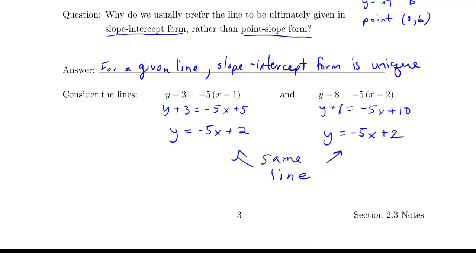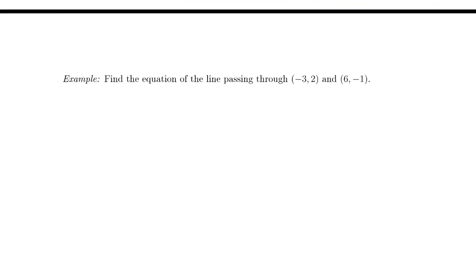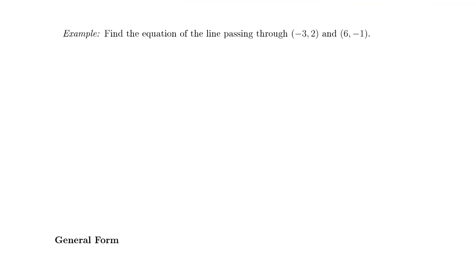So we like it as the final answer because if we all put our answer in the slope-intercept form, we'll see the same thing, but we might not from point-slope. So let's look at an example here. And this is one of the most important examples in dealing with lines. Find the equation of a line passing through these 2 points. So this is a very common situation. You have 2 points and you want to figure out what's the equation of a line passing through them.